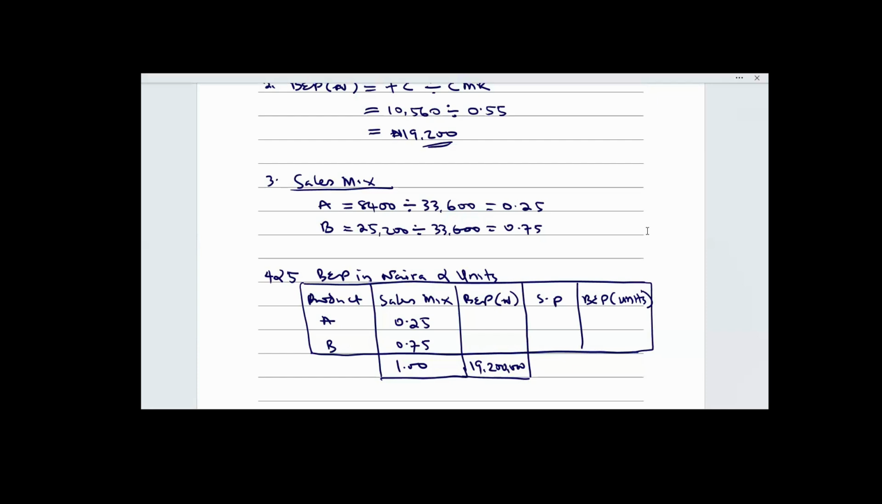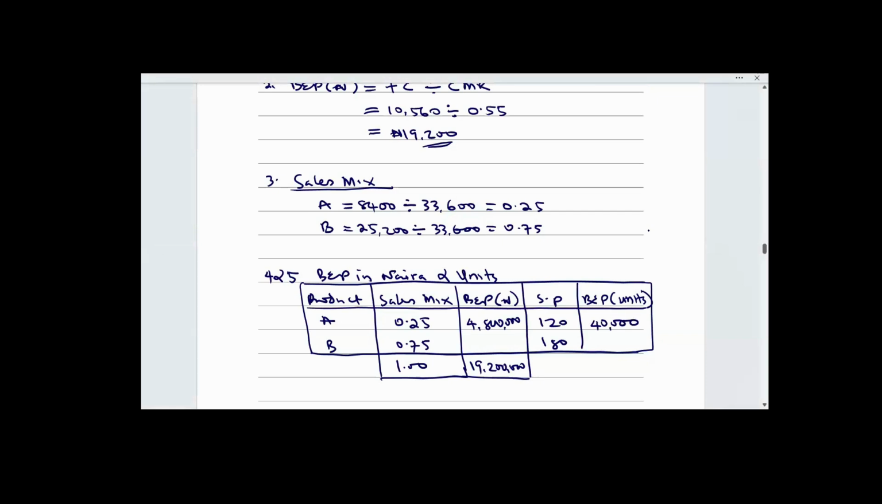Therefore, what is 0.25? 0.25 multiplied by 19,200,000 equals 4.8 million, divided by selling price. What's the selling price of A? According to the question, we are told that selling price is 120 for A, then 180 for B. Therefore, 4.8 million divided by 120 equals 40,000 units.